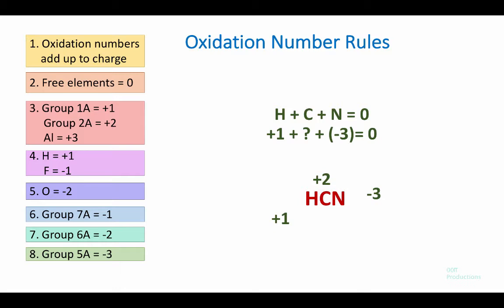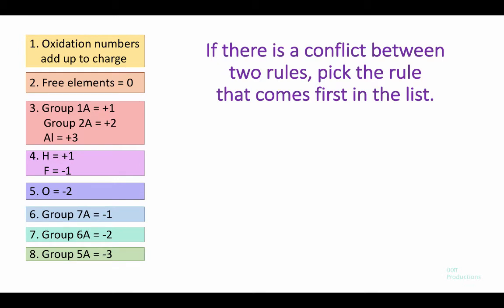As we went through this, you probably noticed some strange things. For example, rule 4, fluorine equals -1. And rule 6, group 7A equals -1. Oh, that's kind of strange, right? Fluorine isn't group 7A. Fluorine's a halogen. Why would we have these rules that duplicate each other? The answer is that there's an unwritten rule that if you have a conflict between the 2 rules, you're going to pick the rule that comes first in the list. So you notice that all of these rules have numbers. There's a reason for that.